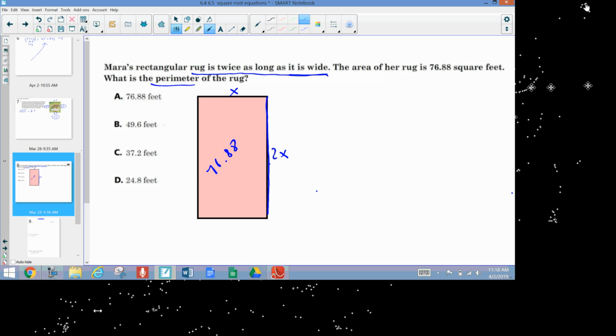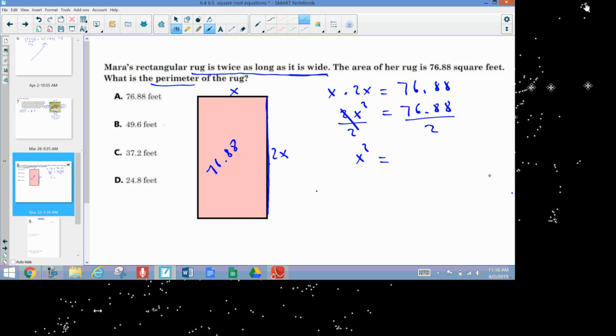Similar question. What is the area of the rectangle? What is the formula? Length times width, correct? And it's given 76.88. 2 times x squared is equal to 76.88. Did you understand that portion? And then, before that, divide both hand sides by 2. Then you can do that.